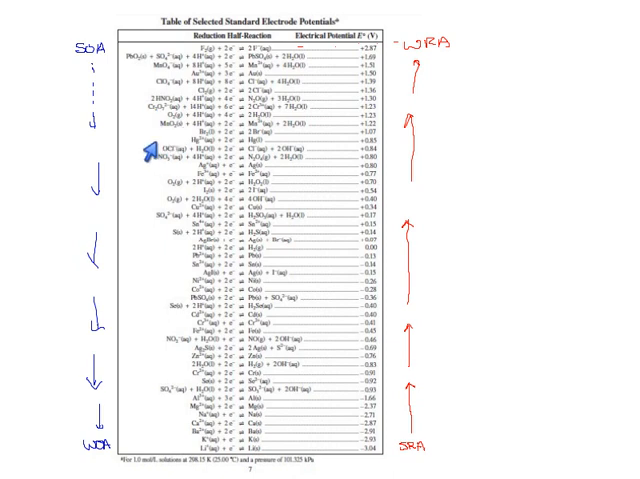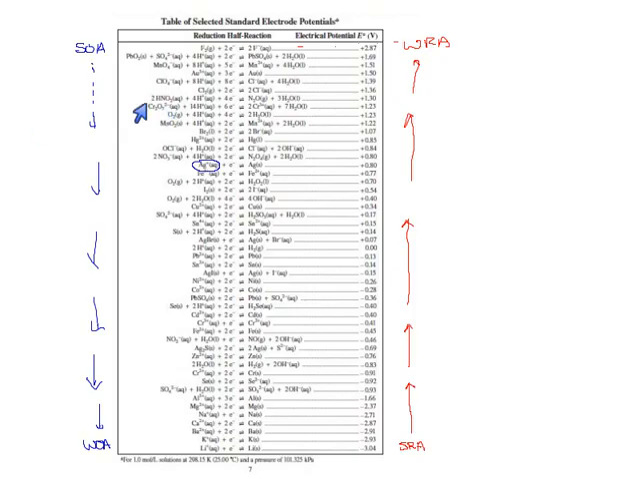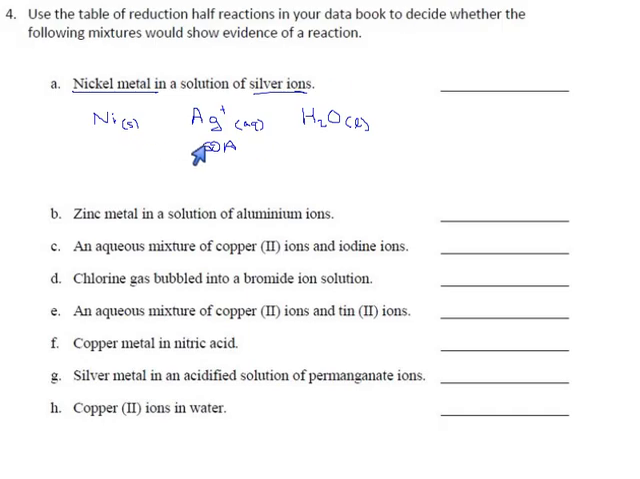Bromide, mercury, hypochlorite, nitric acid. Here we go. Silver ions, right there, are our strongest oxidizer. Let's make a note here, SOA. As soon as you find that one, you stop. None of the other oxidizers matter. So you read down the left side to find your strongest oxidizer. Next, you read up the right side, again looking for either silver ions, nickel metal, or water.